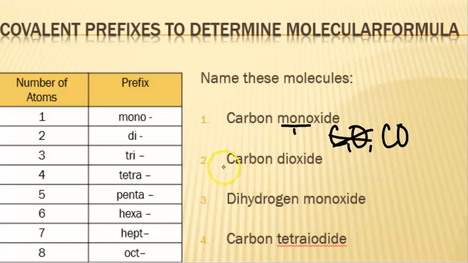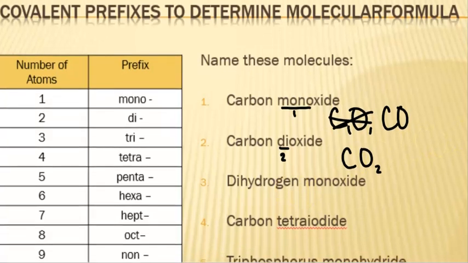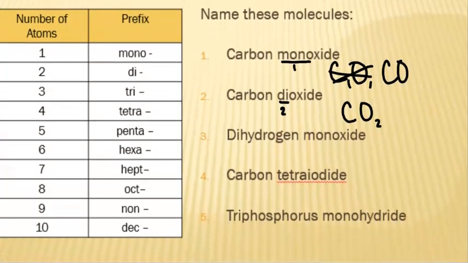Anyways, carbon again. It's got a mono understood here, so there's just one carbon. And di means two, so there's going to be two oxygens here. Notice I am not switching any numbers to the opposite element or anything like that. Okay, why don't you pause it here and go try out these next three on here.